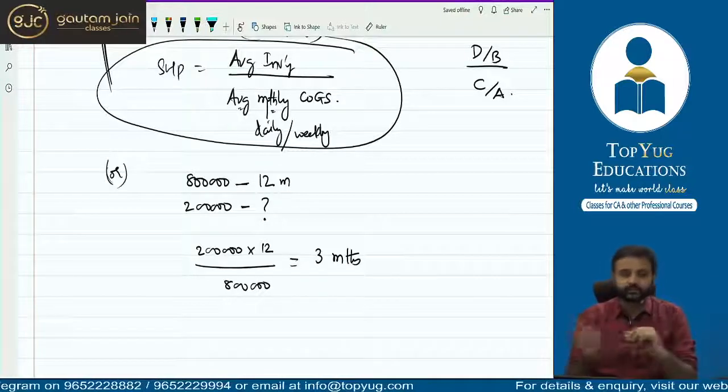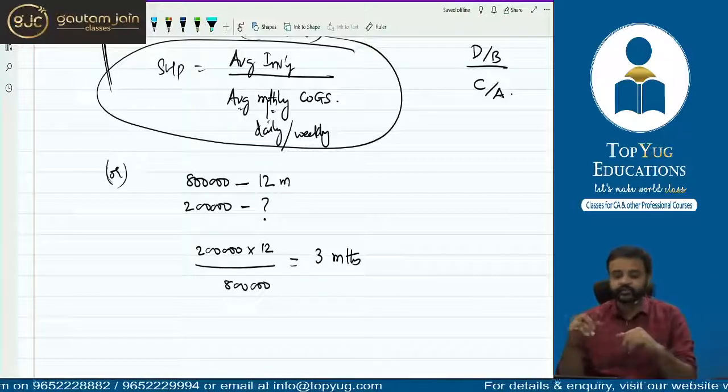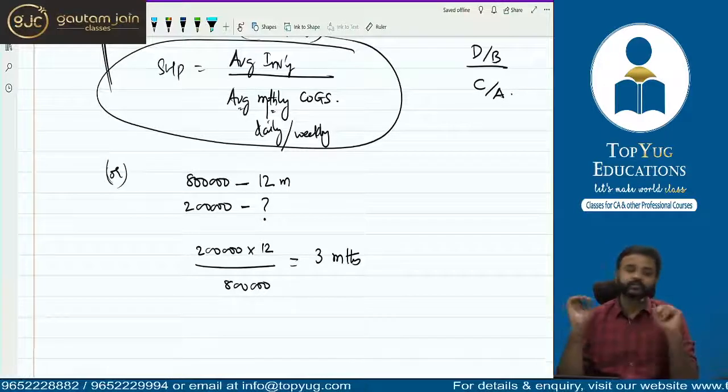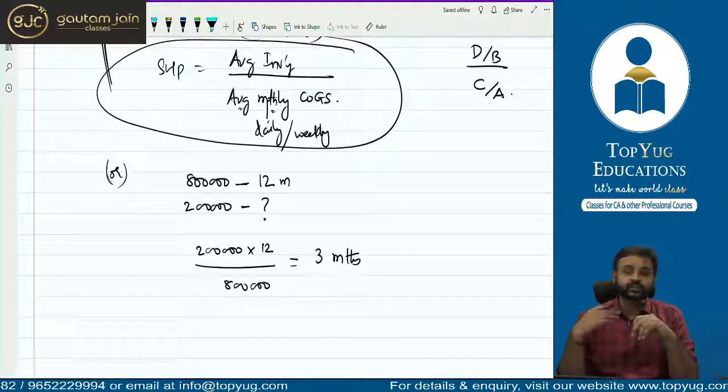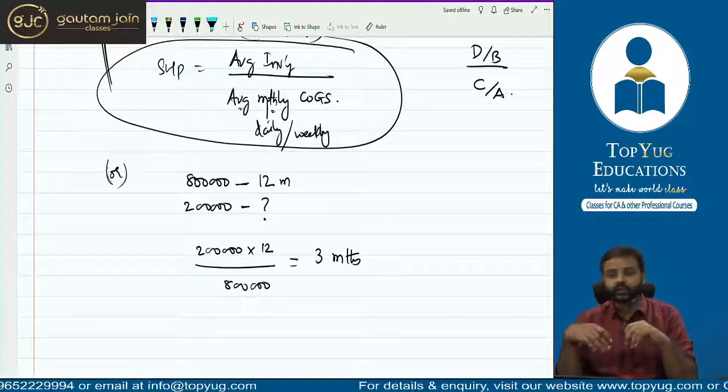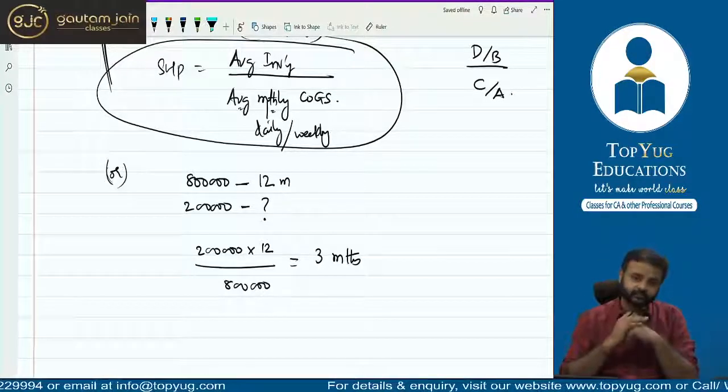So we said cross multiplication rule. 2 lakhs into 12 divided by 8 lakhs, so 3 months. That means we are holding the stock for 3 months before converting it into sales. That is, 3 months is the time taken to convert that stock into sales. Is it good or bad?